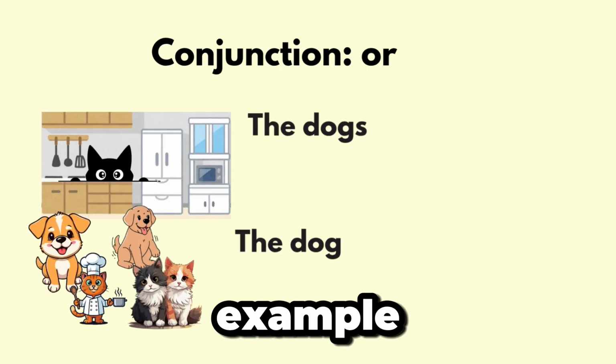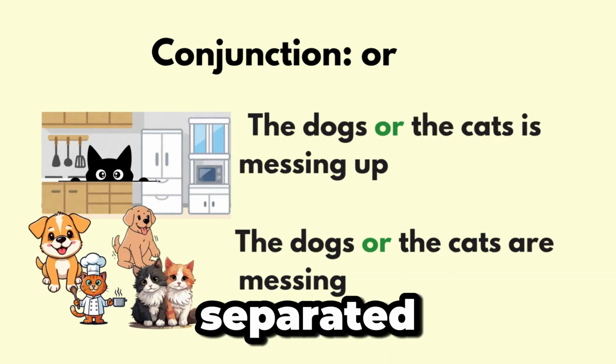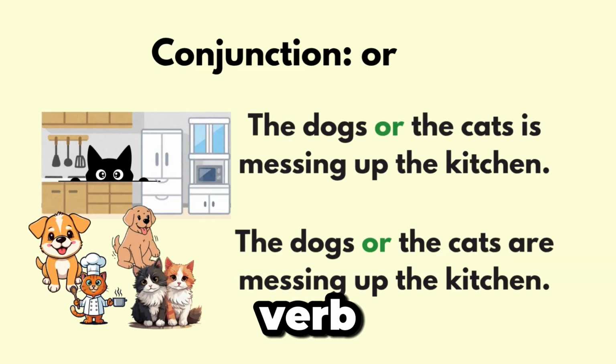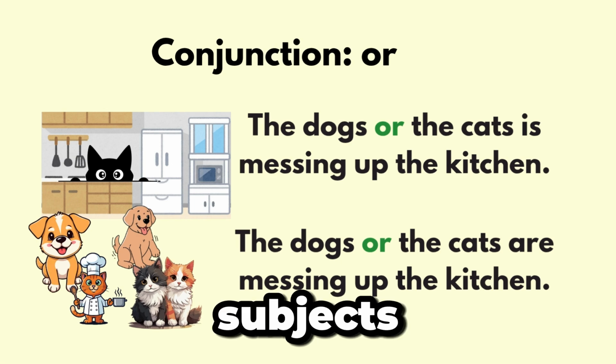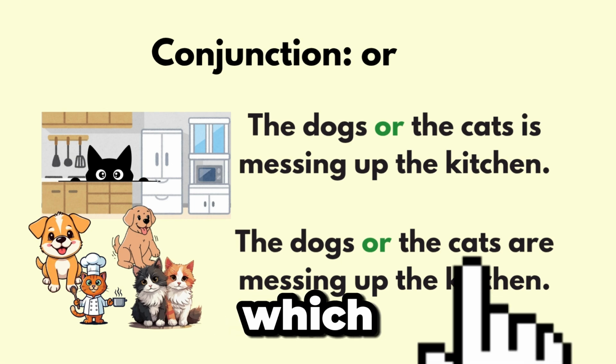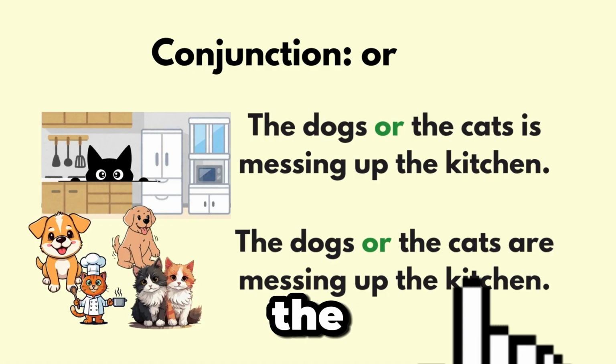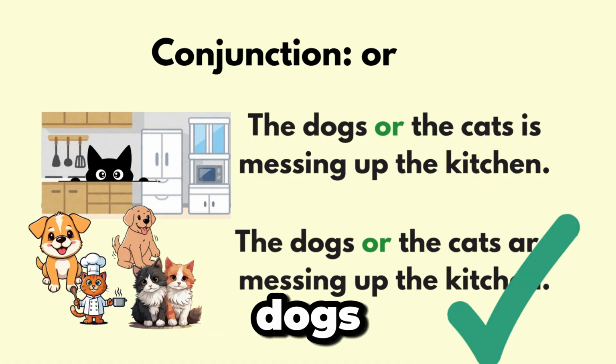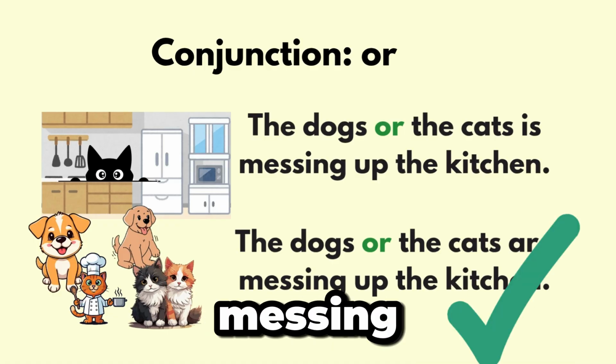And in this example, we have two plural subjects separated by or. So the verb will take the form of the subject that is closest to it, which is cats. That makes the second sentence the correct one. The dogs or the cats are messing up the kitchen.